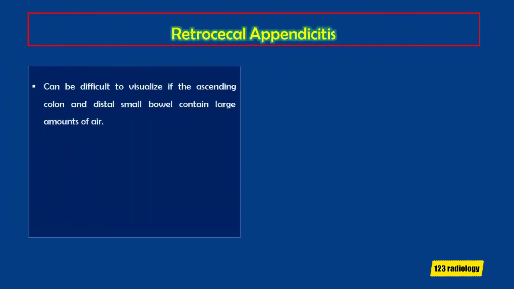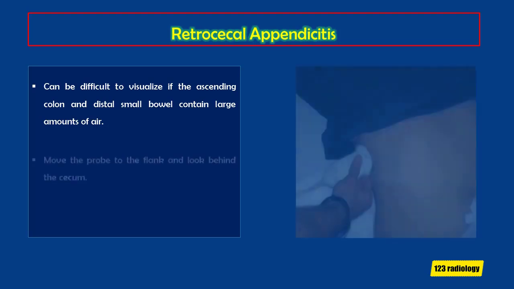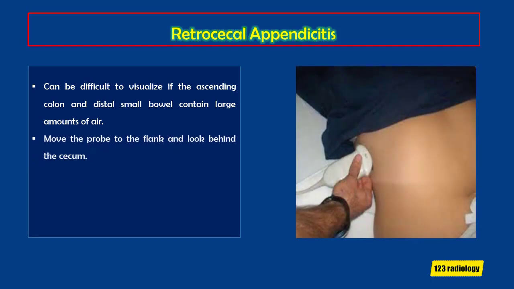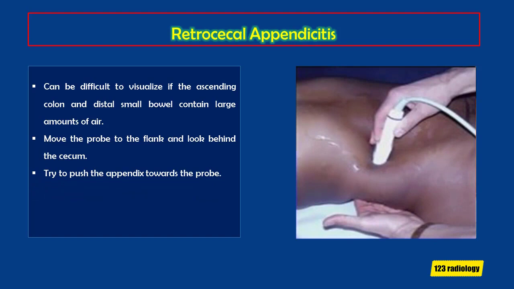A retrocecal appendix can be difficult to visualize, particularly if the ascending colon and distal small bowel contain large amounts of air that cannot be easily compressed. In retrocecal appendicitis, move the probe to the flank and look behind the cecum. Or try to push the appendix towards the probe by placing the other hand in the flank and pushing anterior.